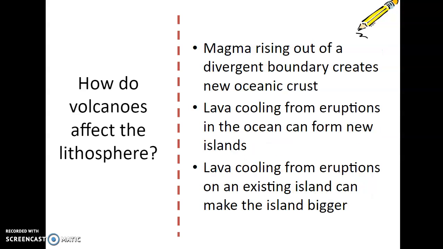So how do volcanoes affect the lithosphere? So the lithosphere refers to our crust. So how does a volcano affect this? The magma rising out of a divergent boundary creates new oceanic crust. So the lava cooling from eruptions in the ocean can form new islands. So if you think about Hawaii and all the islands, a lot of these islands actually formed from volcanic eruptions. Lava cooling from eruptions on an existing island can make the island bigger.